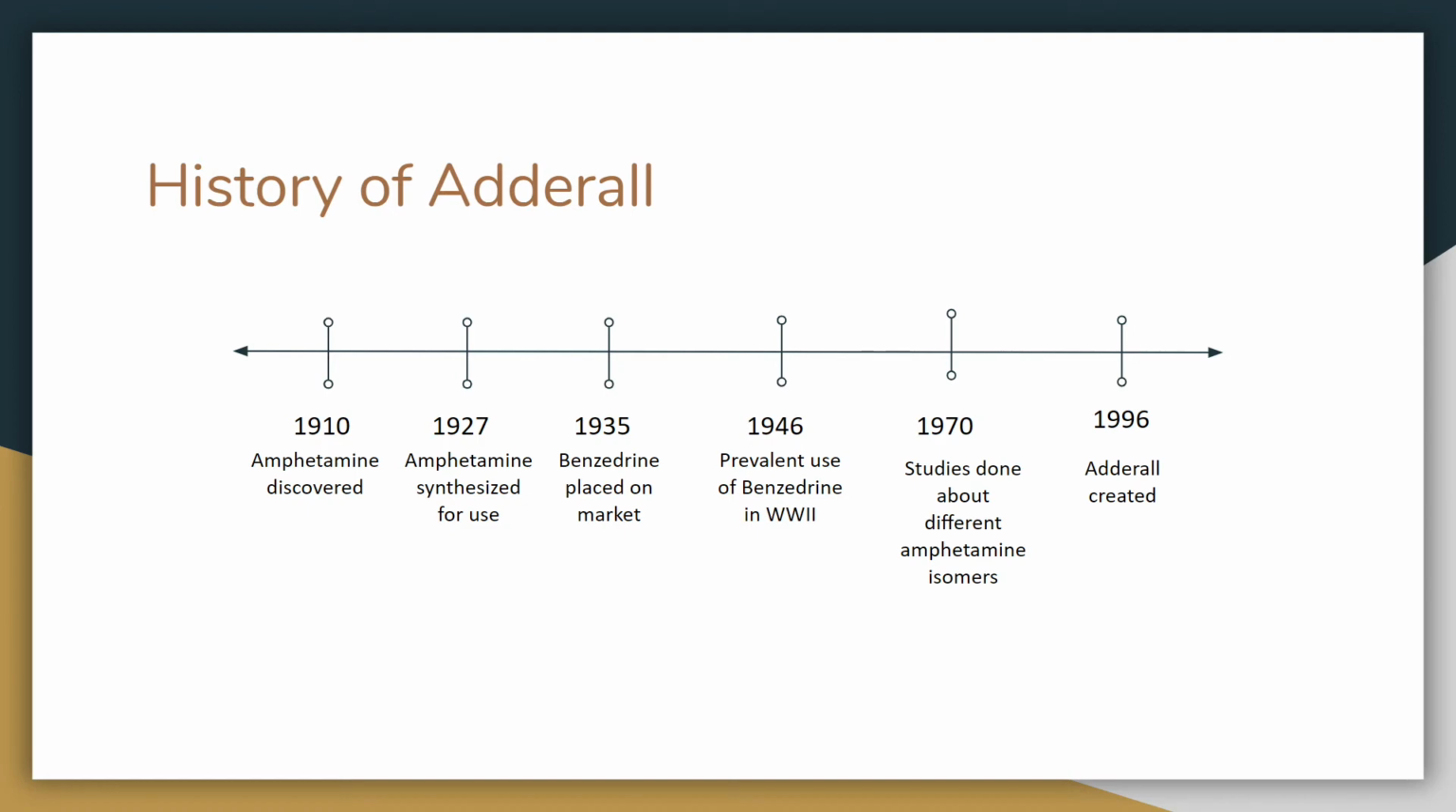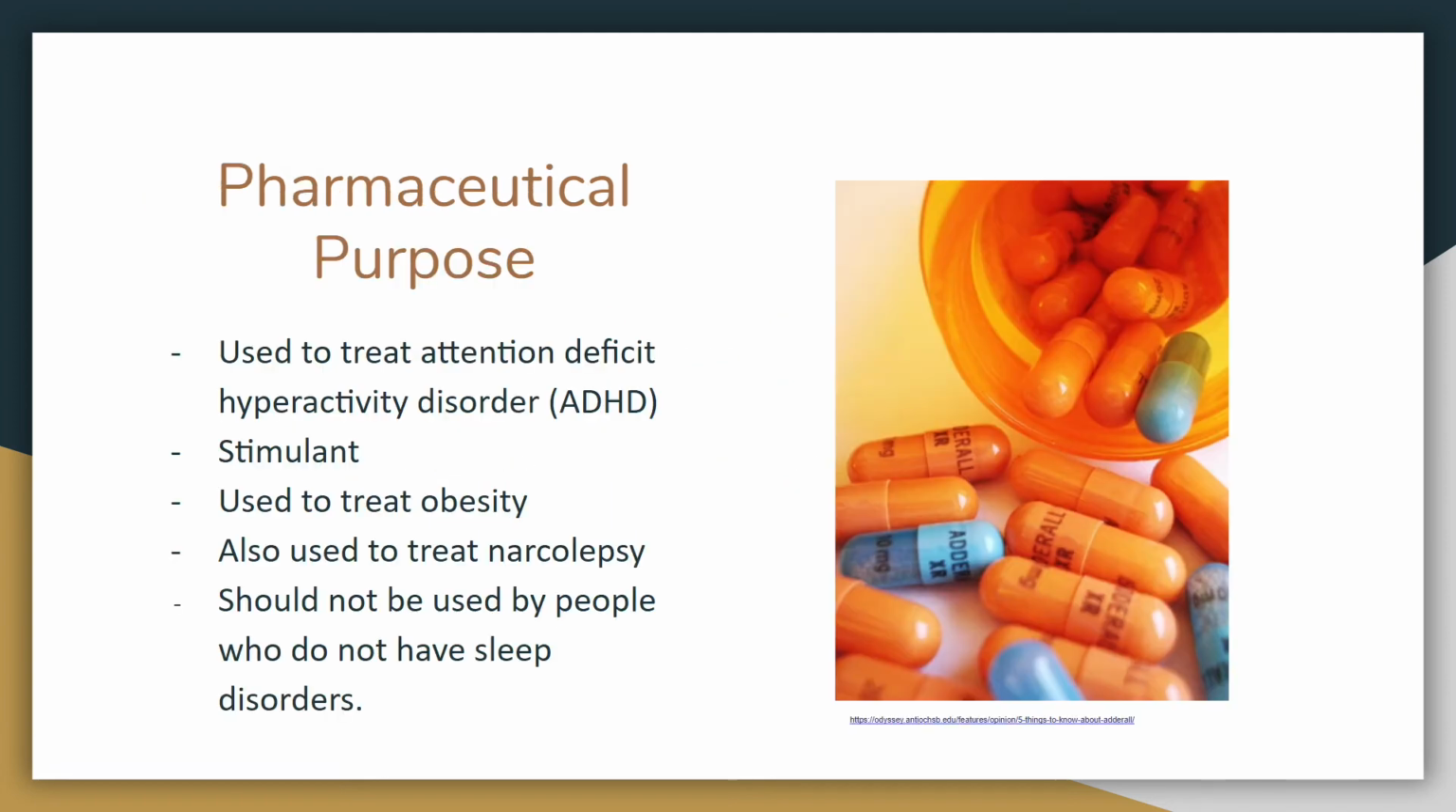In 1946, 150 million Benzedrine tablets were used among British and American soldiers in World War II. In the 1970s, studies were done finding that both isomers of amphetamine, dextroamphetamine and levoamphetamine, were effective in treating ADHD symptoms. In 1996, the drug Adderall was introduced as another primary form of ADHD medication.